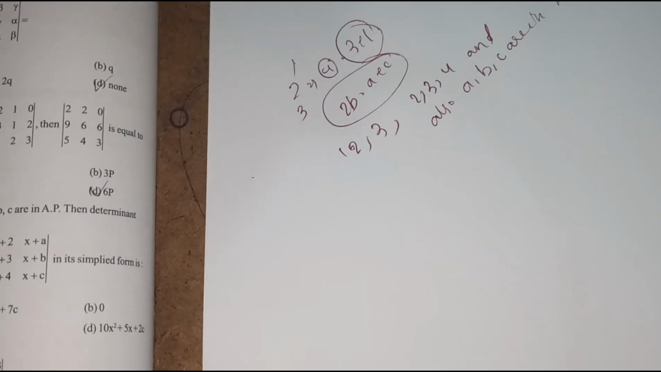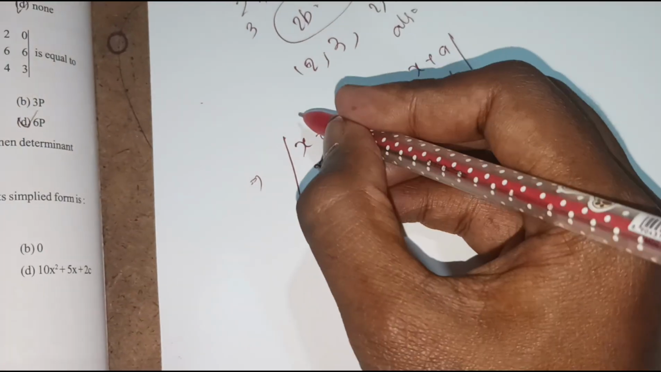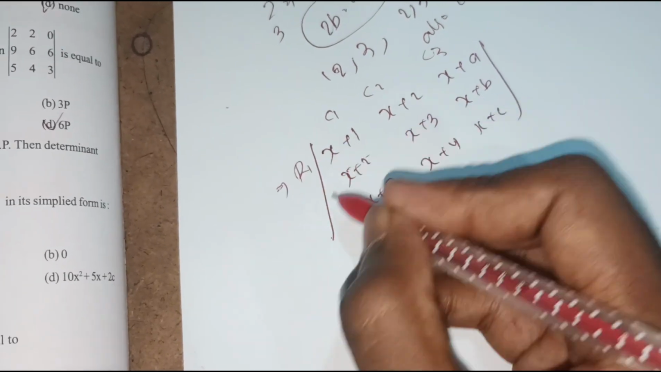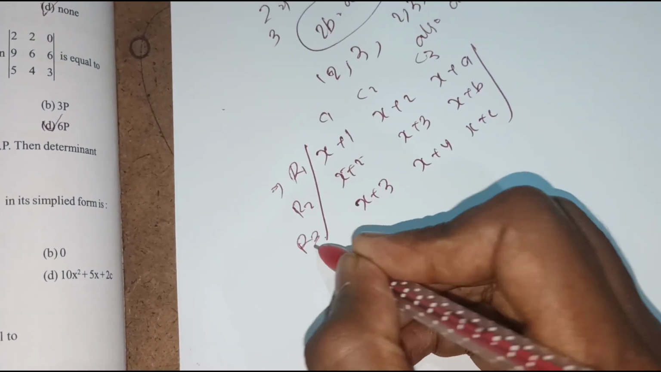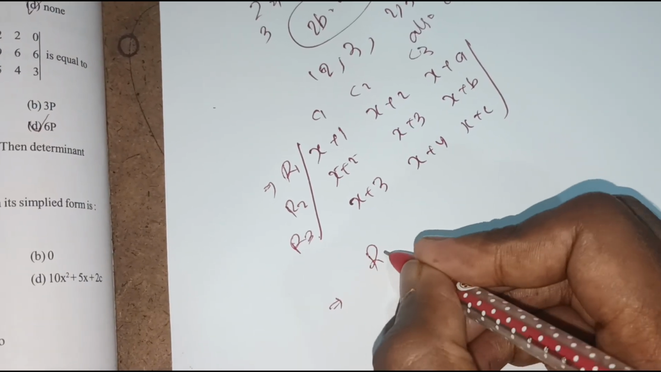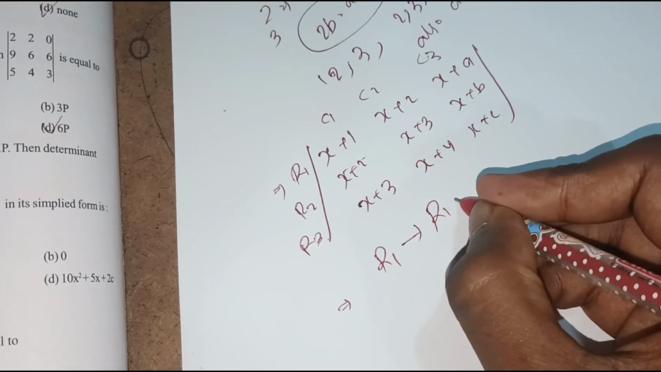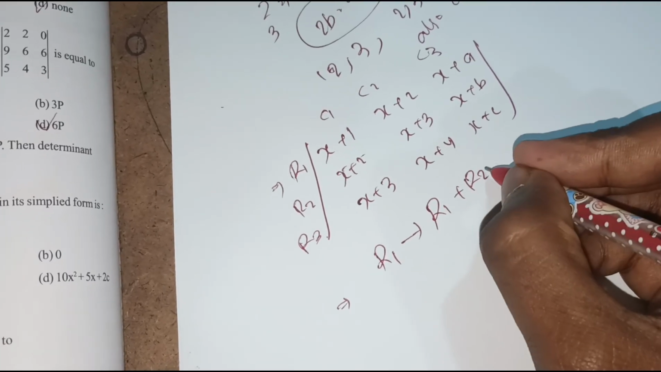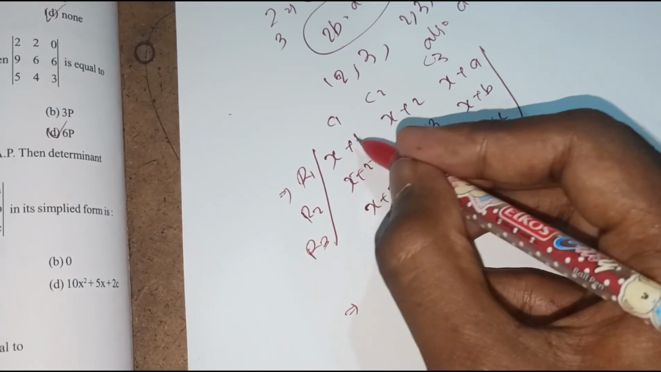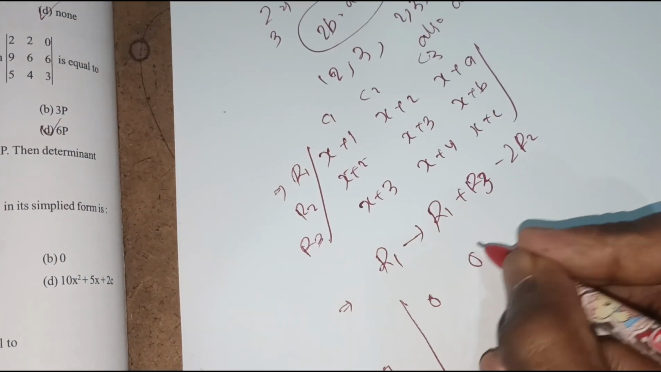So let's understand this. Let's copy the question. Here you denote the columns as C1, C2, C3 and the rows as R1, R2, R3. So here we will take the row operation as R1 tends to R1 plus R3 minus 2R2, so as to get the first row as 0. So here you will get 0 0 0.